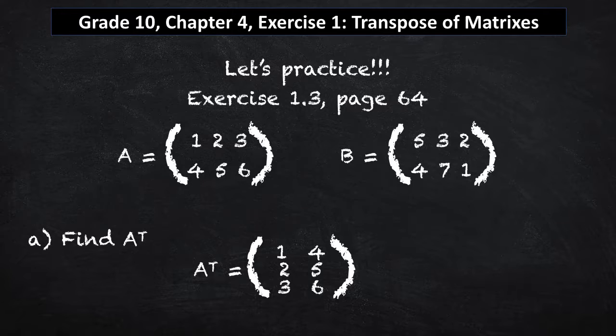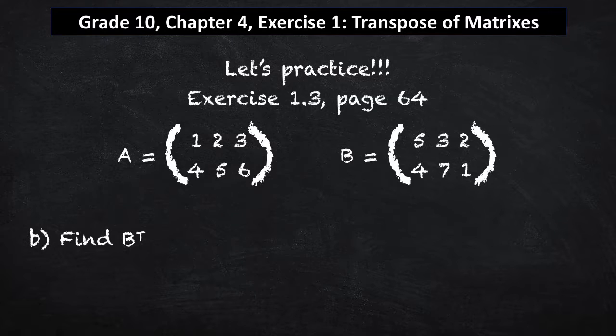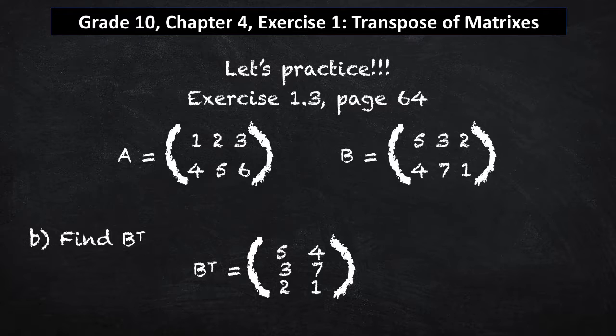Now, second question, we have to find the transpose of the matrix B. The matrix B is also a 2 by 3 matrix, so its transpose will be a 3 by 2 matrix. In particular, it will be this matrix where the columns of the matrix B have become the rows of the matrix transpose B. For example, the first column of the matrix B has the numbers 5 and 4, and now the first row of the matrix transpose B has the numbers 5 and 4, and so forth.